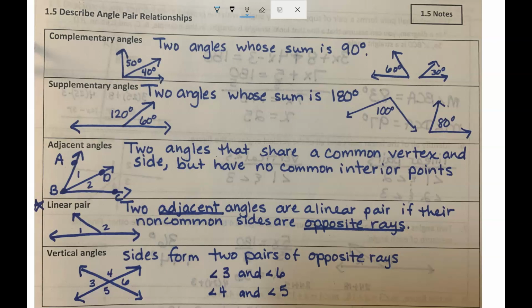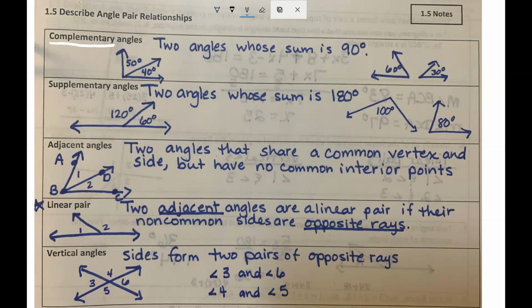In this video module, we're going to be covering 1.5, describing angle pair relationships. Now, you should have already copied these vocabulary words and diagrams. Now we're just going to run through them. The first vocabulary word is complementary angles. Two angles whose sum is 90 degrees.